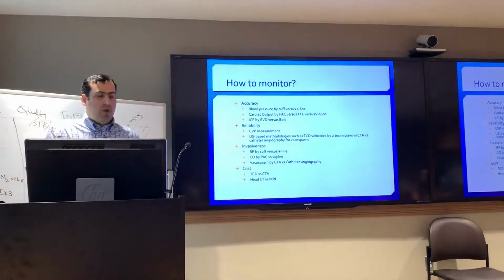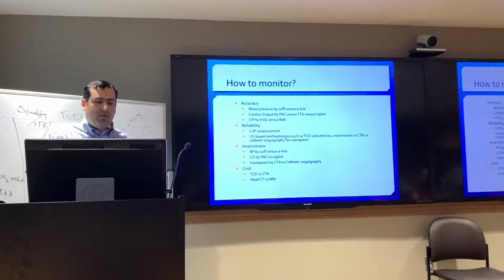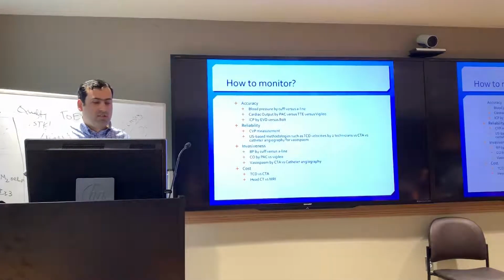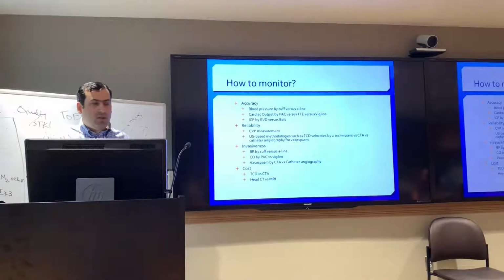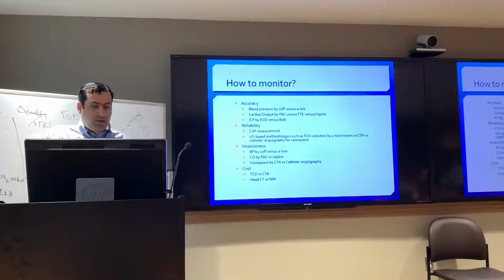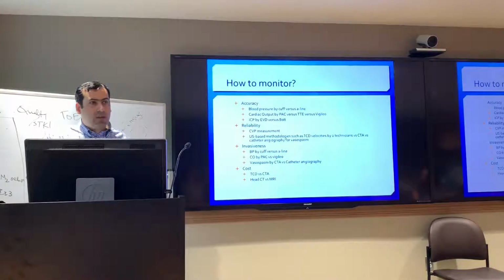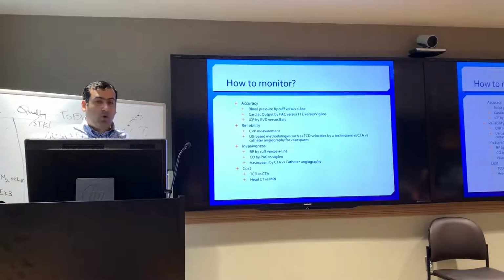The next important thing about monitoring is how we are monitoring, and a few things come to mind. One of my factors is accuracy. Some of the stuff we can monitor with different accuracies based on different methodologies. So blood pressure by cuff versus A-line, there's a difference in accuracy between them. We can measure cardiac output by multiple methods. We can use a pulmonary artery catheter, which is still the gold standard. We can use an echo. It's an ultrasound-based technique, so technician dependent, or we can use Vigileo. Probably none of them are perfect, but pulmonary artery catheter is way superior to Vigileo and more accurate.